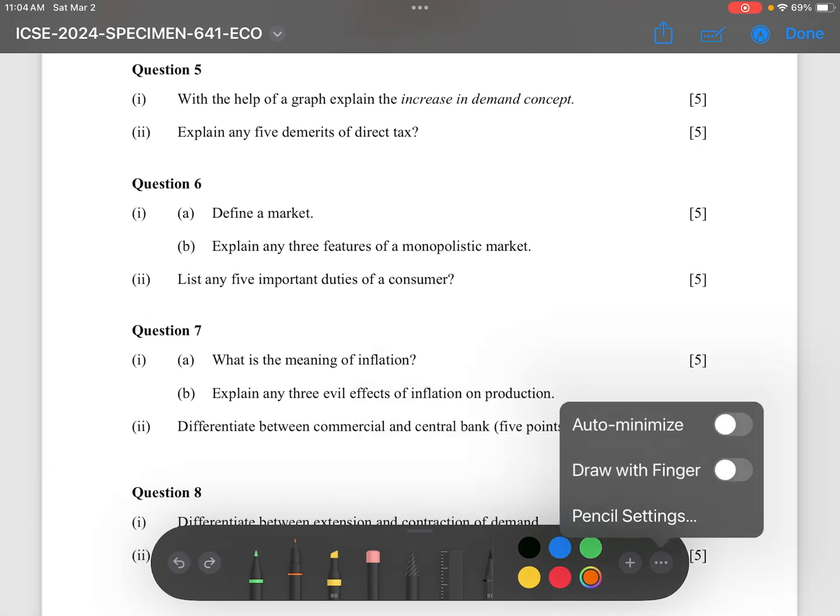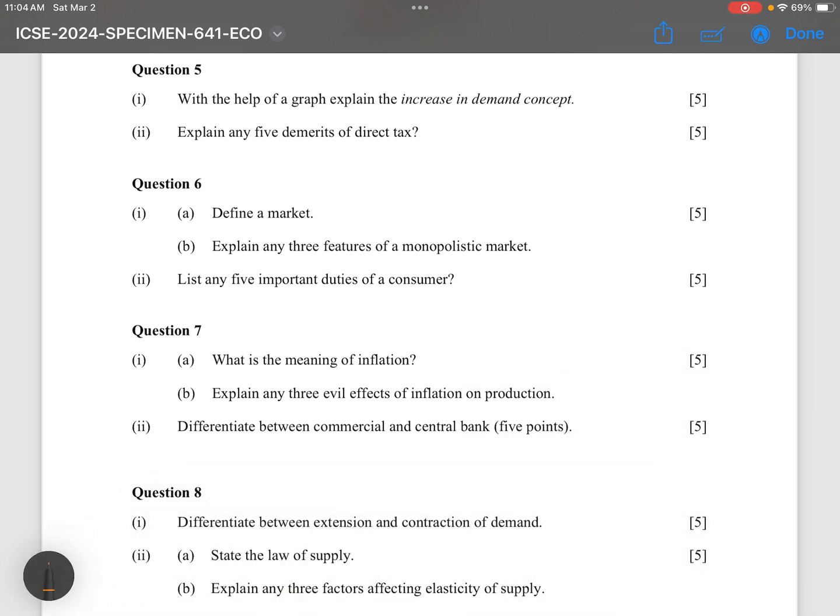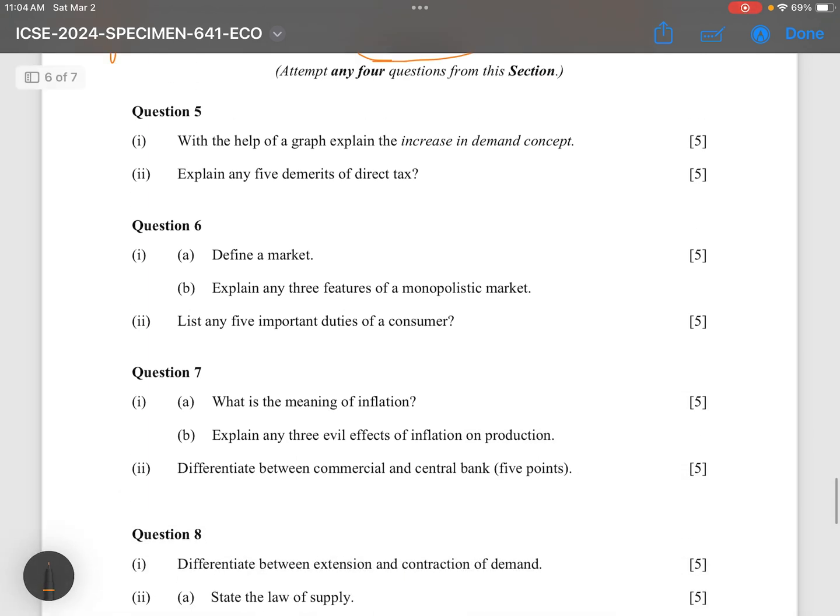Okay, now let's discuss question 5. With the help of a graph, explain the increase in demand concept. Now, this is another important topic you will come across. You will definitely get a question either on extension or contraction of demand, or increase or decrease in demand. For this, you can watch another video where I have covered that in detail, how to recognize whether it's an increase in demand, decrease in demand, movement or shift. I don't want to spend that time here.